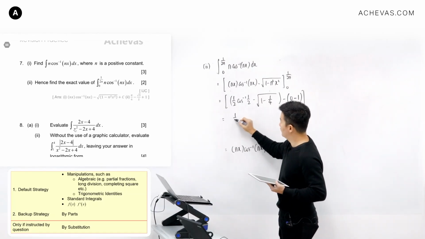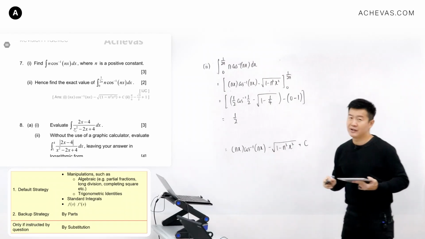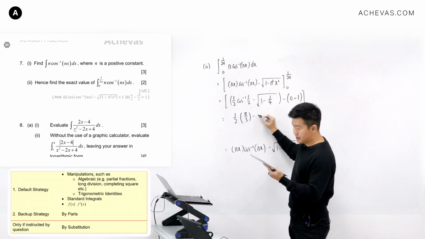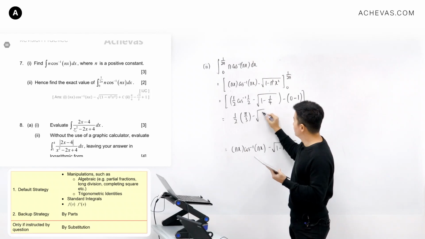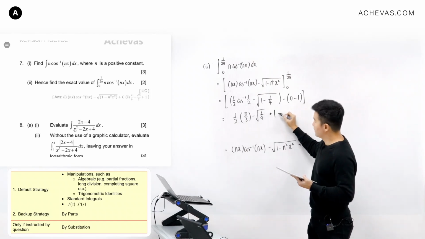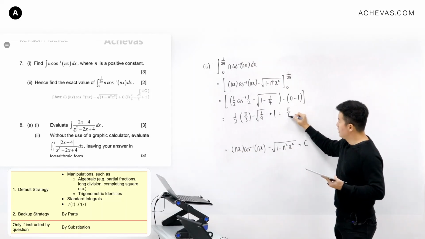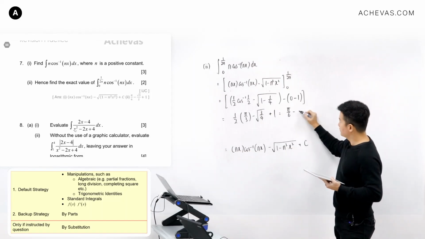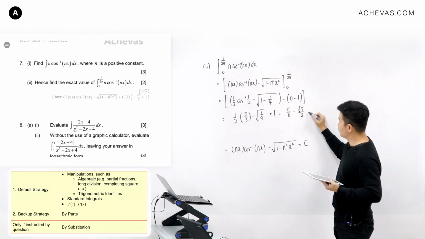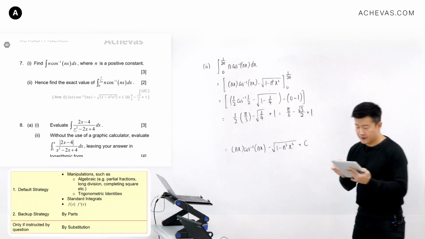So we have a half. Cosine inverse half, that is pi over 3. Minus this is square root of 3 over 4. Then we have a minus 1 plus 1. So my final answer is going to be equal to pi over 6 minus this. I can also rewrite it as square root of 3 divided by square root of 4, which is 2, then plus 1.